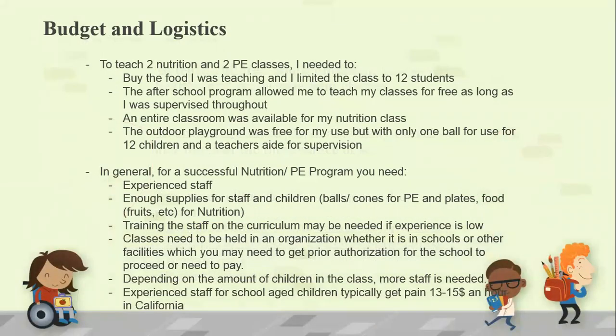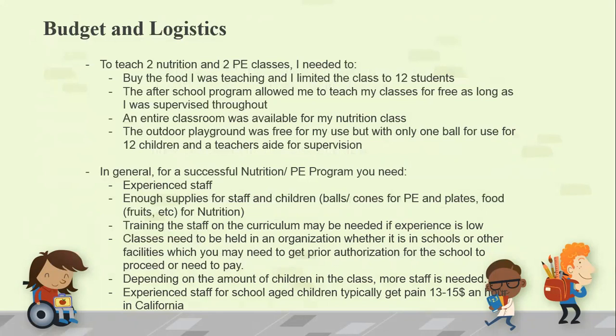Budgets and logistics. To teach 2 nutrition and 2 PE classes, I needed to buy the food I was teaching, and I limited the class to 12 students based on the supply. The after-school programs allowed me to teach my classes for free as long as I was supervised throughout, and an entire classroom was available for the nutrition class. Then for the PE class, I was able to use the outdoor facility, again limiting it to 12 children outside.